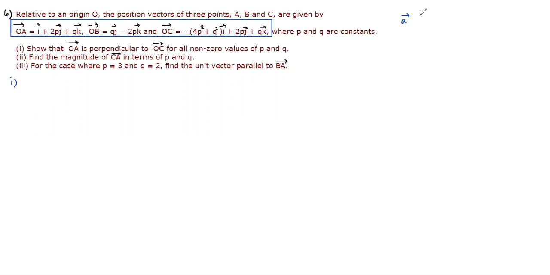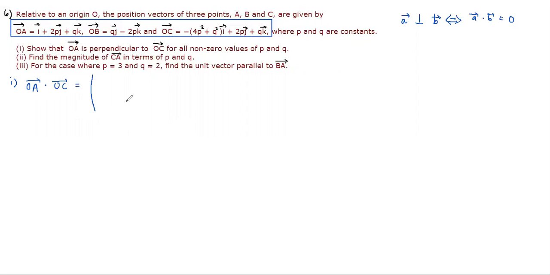Vector A is perpendicular to vector B if and only if their dot product is 0. To show that vector OA is perpendicular to vector OC, you need to show that the dot product of vector OA and vector OC is 0. So we find the dot product of vector OA and vector OC.